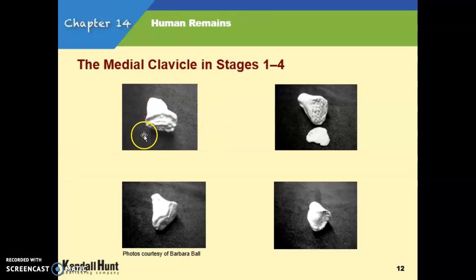So here is a clavicle in stages 1 through 4. Okay, you can see no growth plate. Here you can see it's detached. Here you can see the line. And here you can see it's fused.